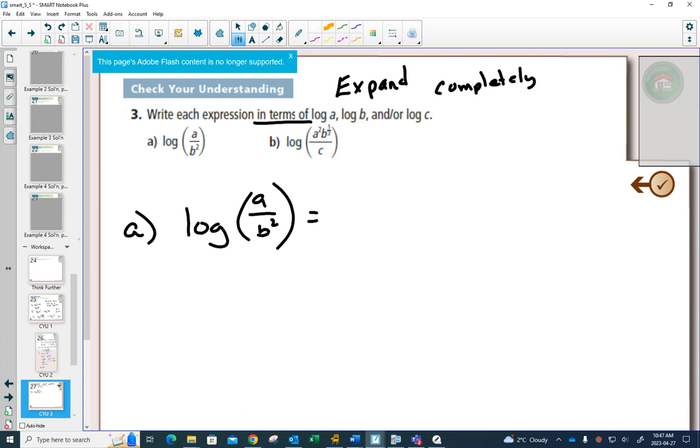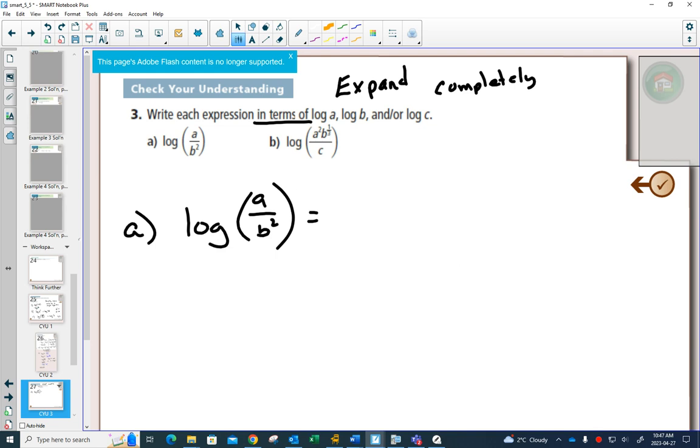And so this is called expanding completely, because now we're going to take the 3 new log laws that we have, and we are going to start with things on the left-hand side and change them to things on the right-hand side. Our first examples took things on the right-hand side of those formulas and changed them to the left side. Now we're just doing the opposite.